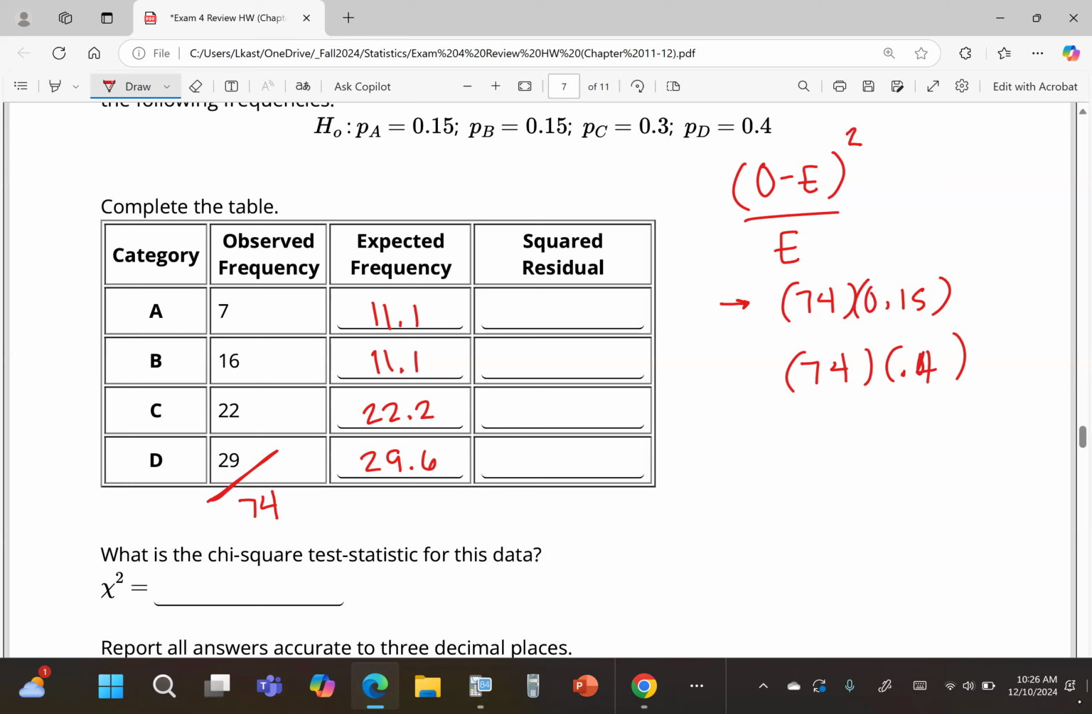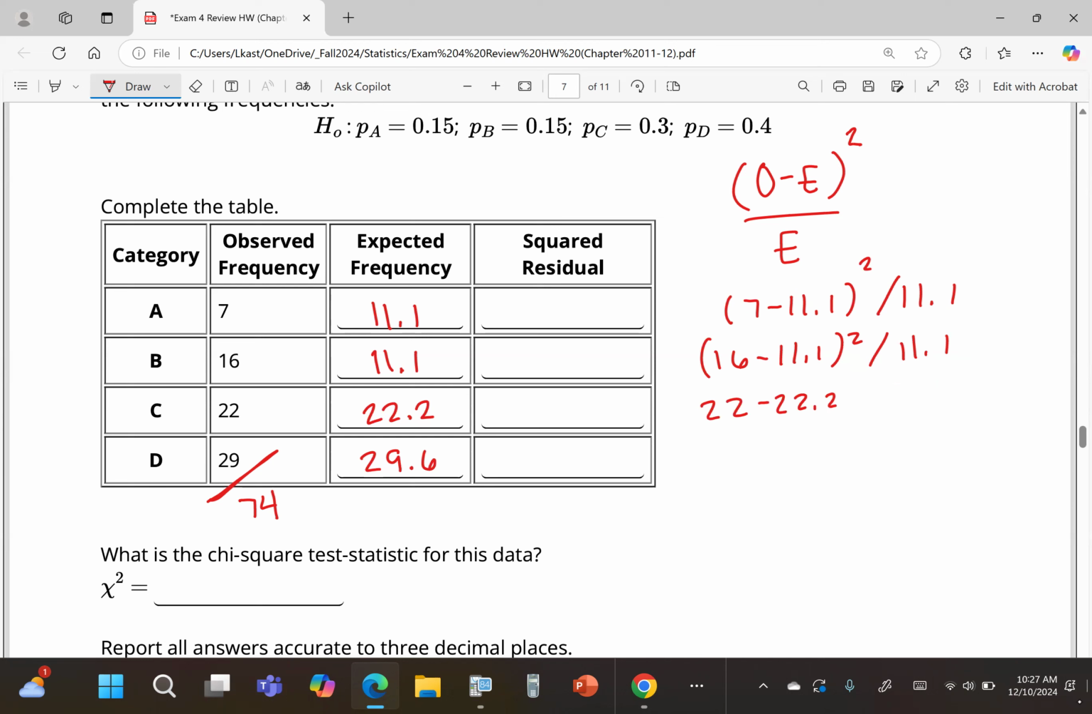Okay, now let's calculate each of our squared residuals. So this is going to be 7 minus 11.1, the quantity squared, divided by 11.1. This is going to be 16 minus 11.1, the quantity squared, divided by 11.1. This is 22 minus 22.2, the quantity squared, divided by 22.2. And this is 29 minus 29.6, the quantity squared, divided by 29.6.